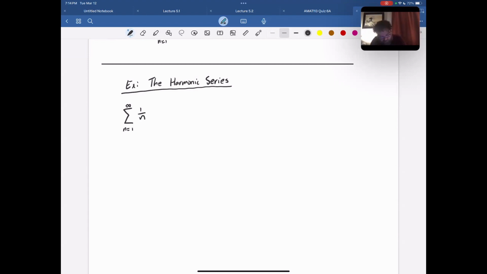Right, and it'll look just like this. It'll be 1 plus 1/2 plus 1/3, a quarter, and so on. And there's something pretty wild happening here, and it is that this thing grows incredibly slowly, but it never stops growing.